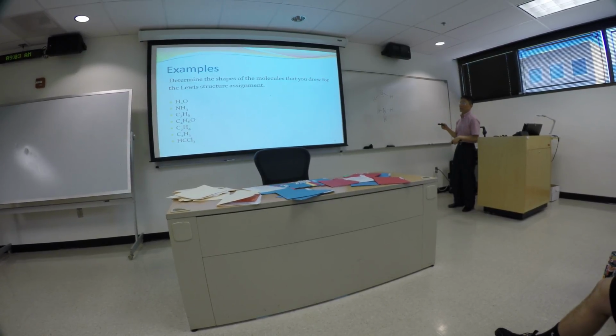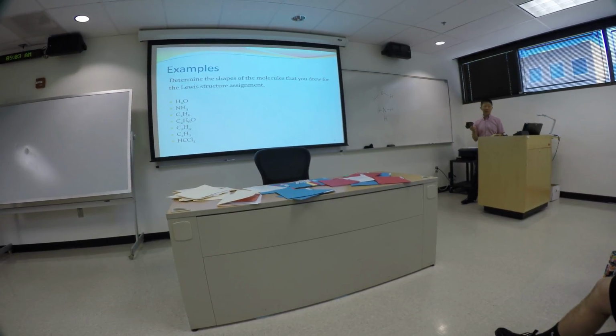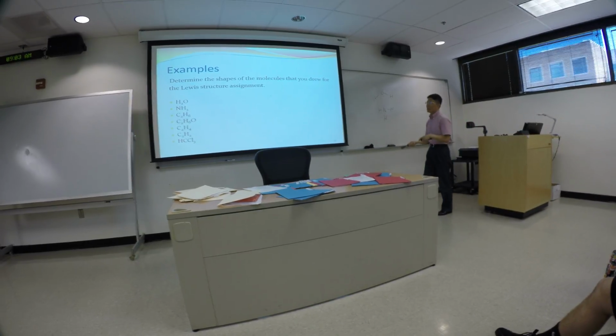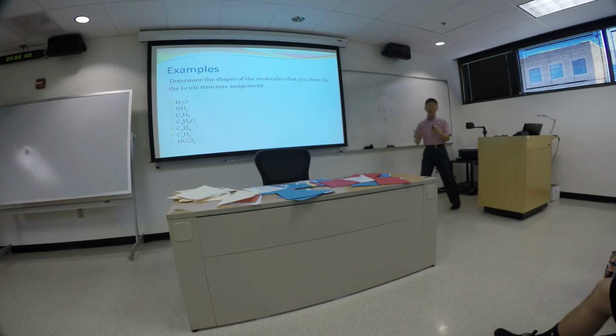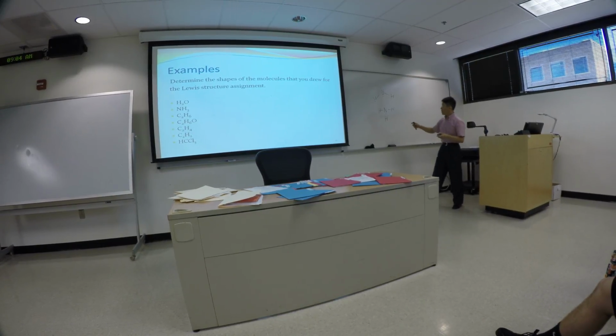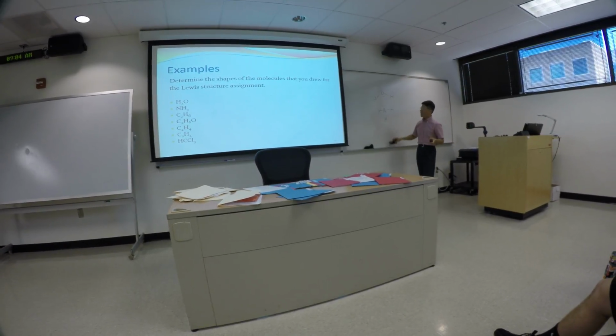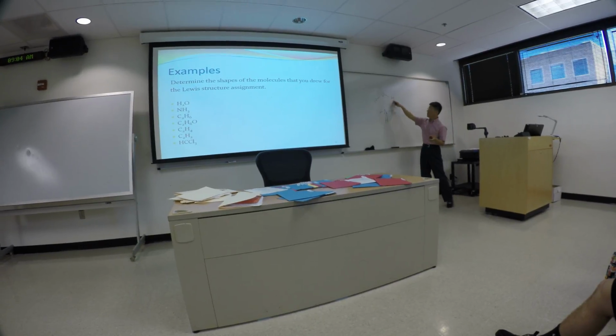So let's try water, H2O. I gave you the same list for Lewis structures. It's the same list that we need you to draw a Lewis structure for. Water, H2O, and ammonia, the second one. We have those Lewis structures on the board already.